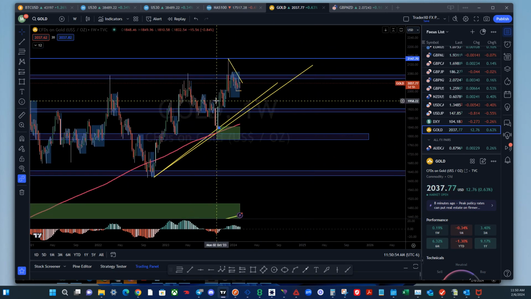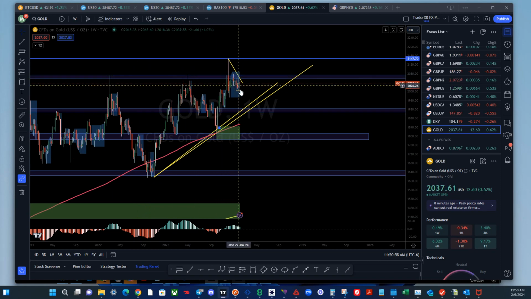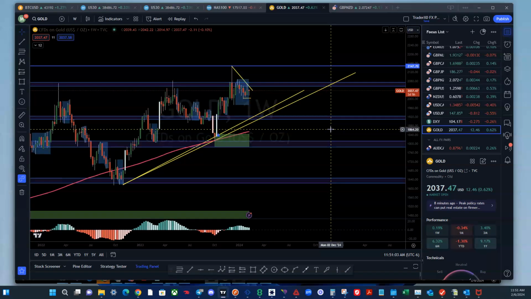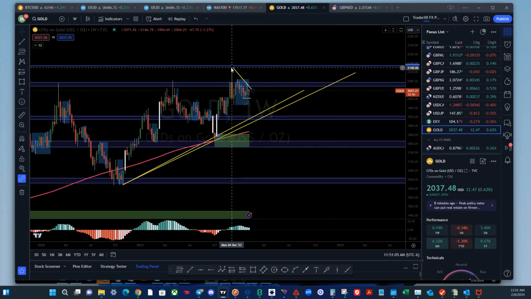Okay, so let's come in closer. This last leg gold is clearly in an uptrend. Okay, but did it hit anything? Again, it's in this range here.